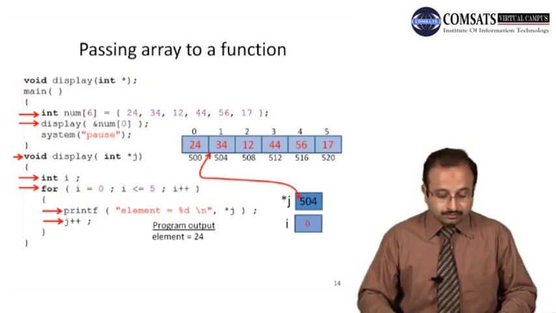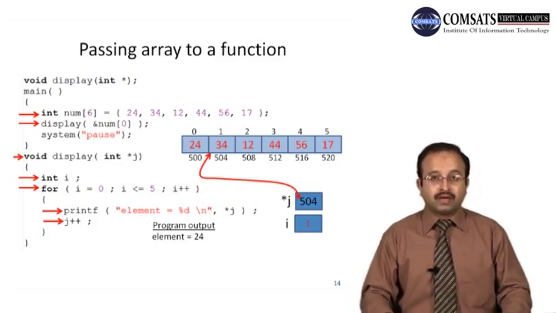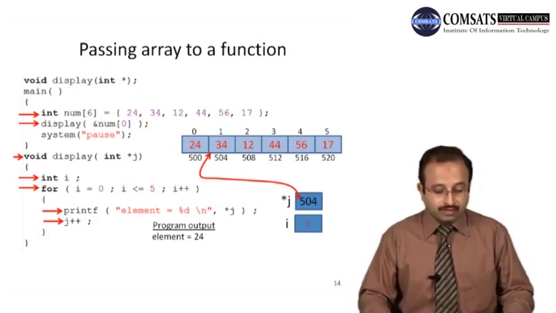Then the counter of the loop, that is I, is incremented, it becomes 1. We check the condition, 1 less than or equal to 5, this condition is true. Then we have again the printf statement, element is equal to %d. Again we are printing the value of static j, but this time j is 504, so the value at address 504, that is 34, will be printed. Then j will be incremented, j will become 508.